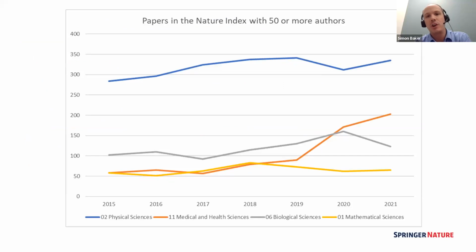Just a graph here to show you how the number of hyper-authored papers in the index has increased in the last few years in just a few different disciplines.